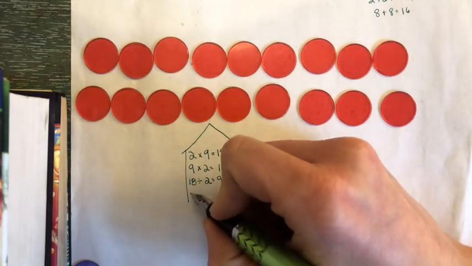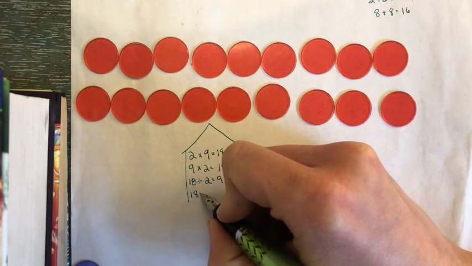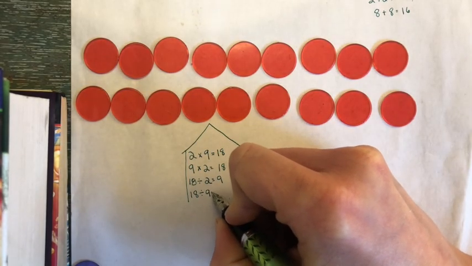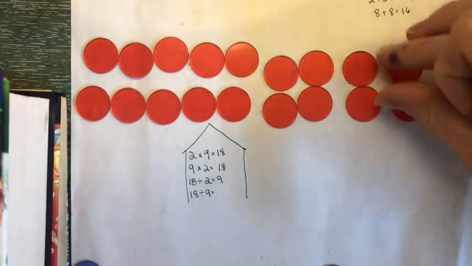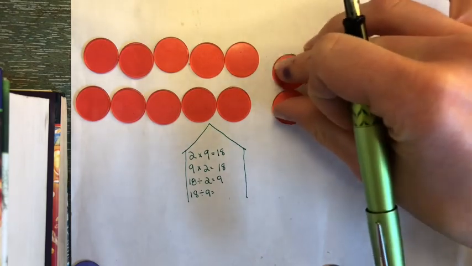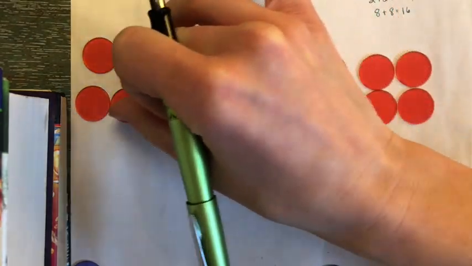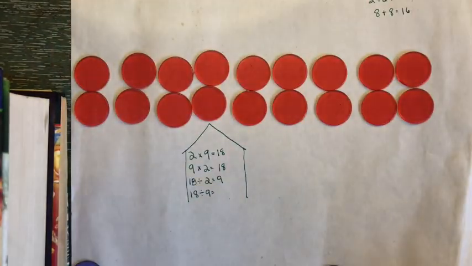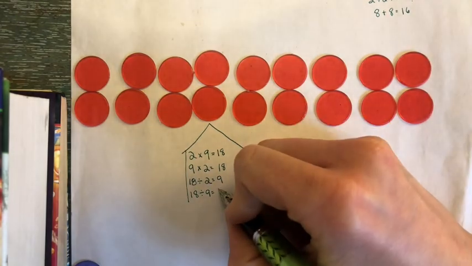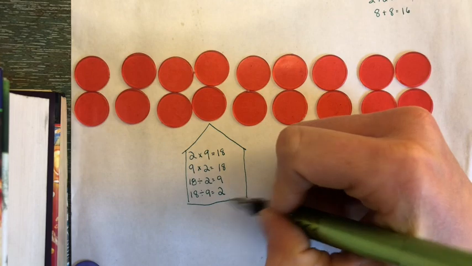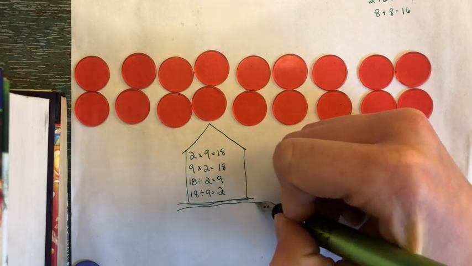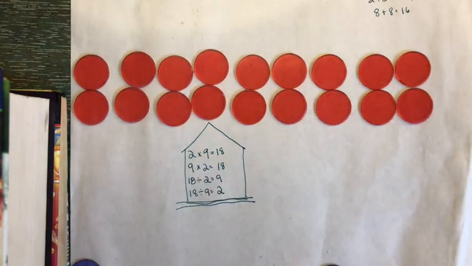Okay, now I'm going to take 18, and I'm going to divide it into 9 equal groups. Okay, so I'm dividing it into 9 equal groups. 1, 2, 3, 4, 5, 6, 7, 8, 9 equal groups. And in each group, I have 2 counters. Now, what is the foundation of my multiplication fact families? What is their house built on? Their house is built on repeated addition.